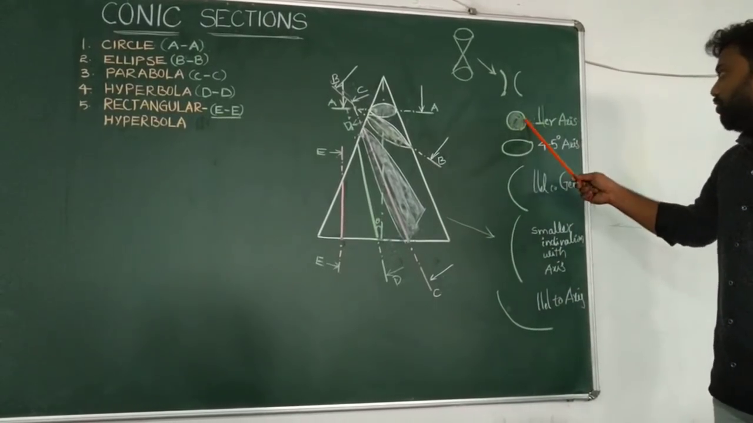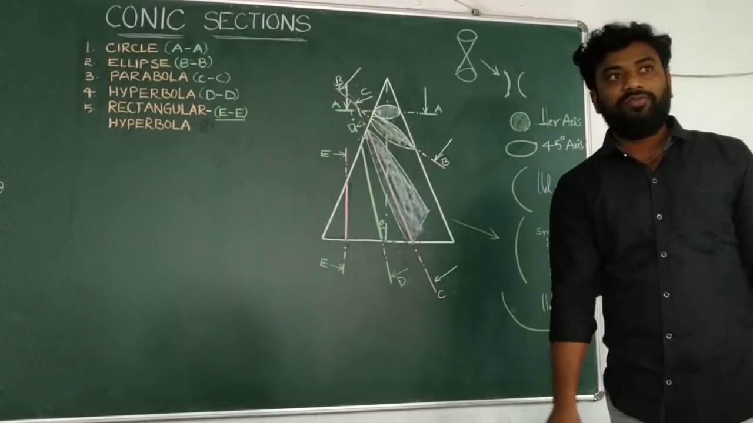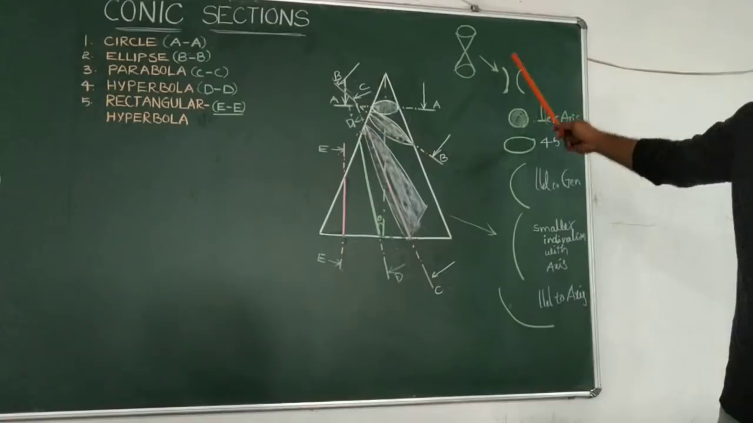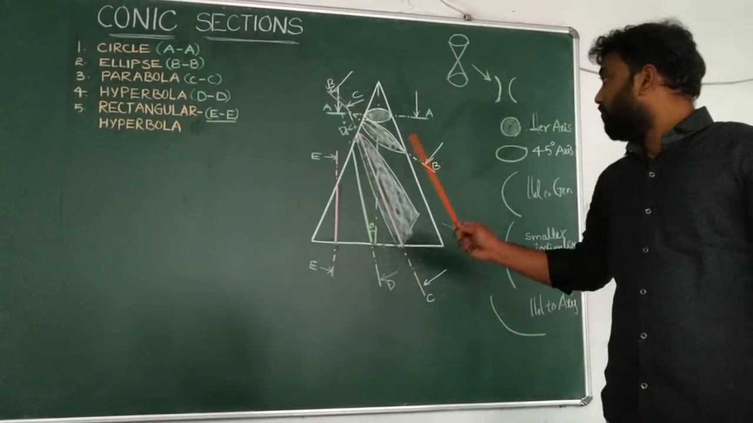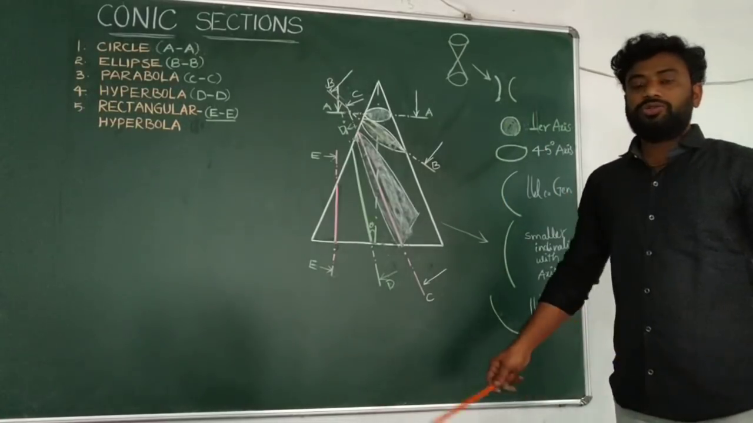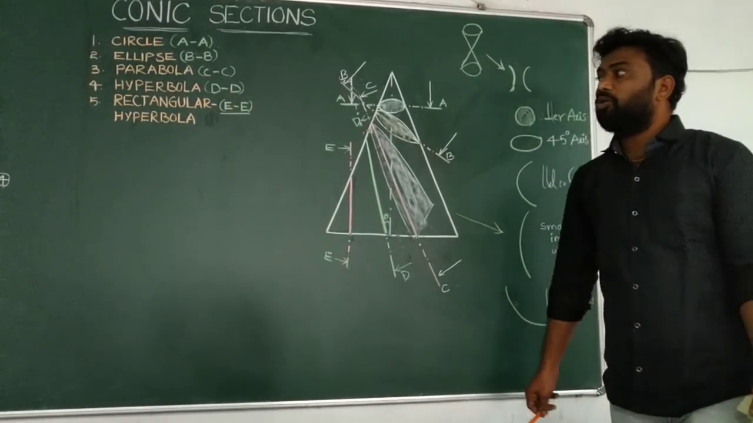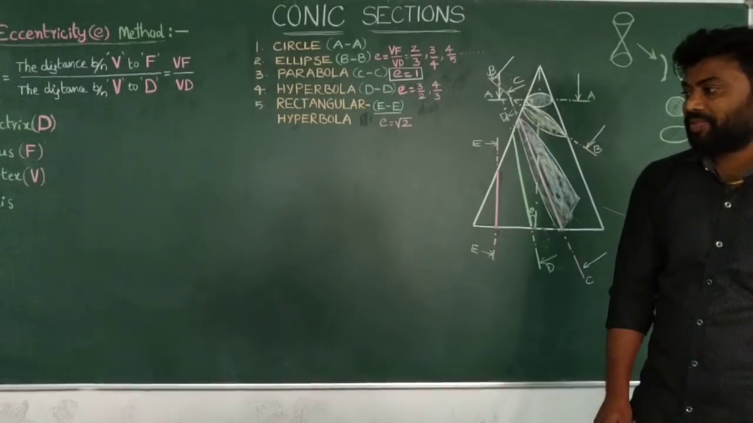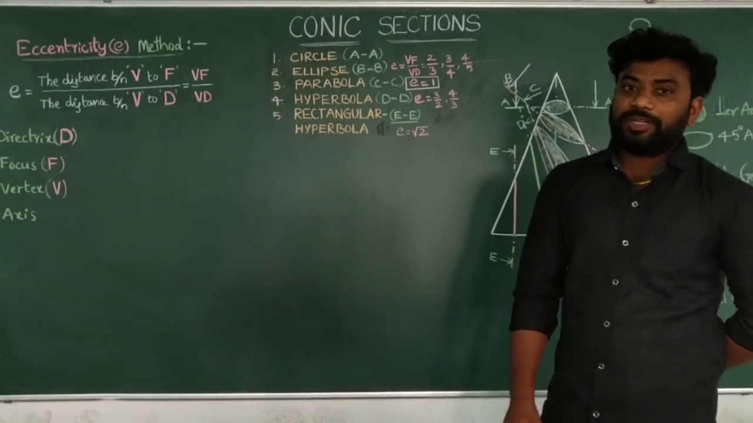I hope you already know the purpose of the circle, because we have a number of daily usage objects in circular shapes. For constructing them, we can use this shape. So this is about the applications of the different shapes of the conic sections. This is about conic sections. Now we can see the construction of different types of conics.